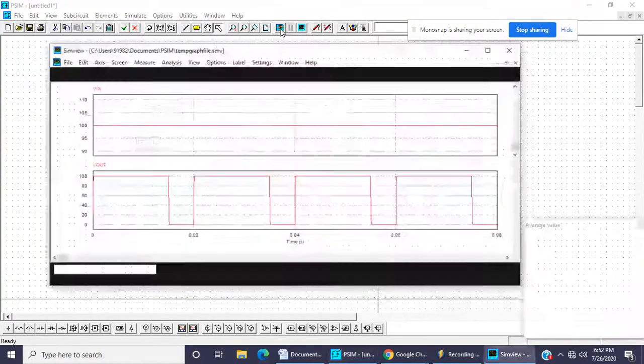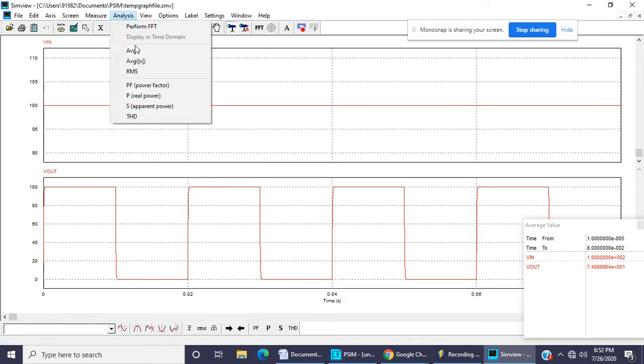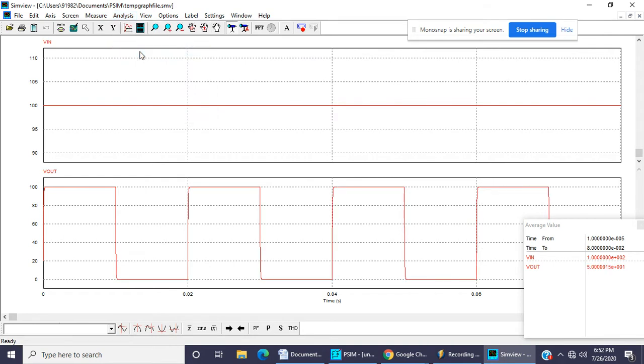Now see the waveform. Look at this one. Both cycles are same, positive and negative. So measurement of this voltage average, look at this one. This is 5.000 e plus 001 means 10 raised to 1 means 50 volt.